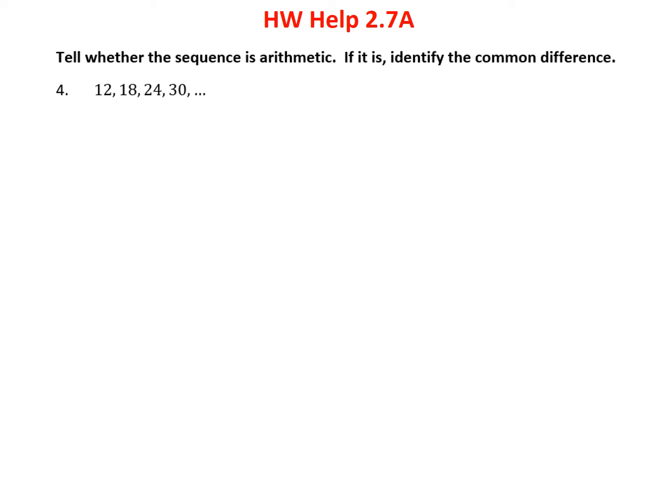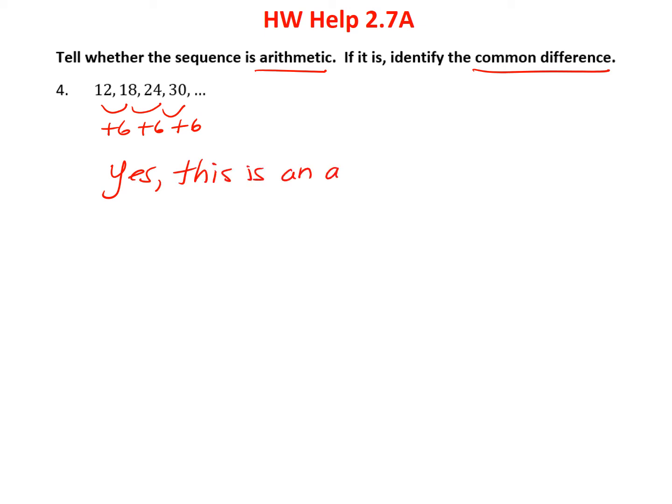Problem 4 is like 3. First we're describing, is it arithmetic? Does it have a common difference? So as we start here, 12 to 18 goes up plus 6. 18 to 24 is plus 6. And 24 to 30 is plus 6. So once again we can say yes, this is an arithmetic sequence.